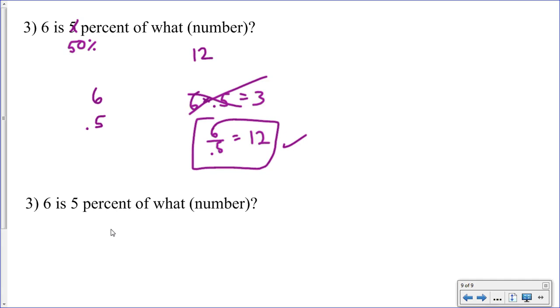So we're going to take 6 and divide it by 5%. 6 divided by 5%, or 0.05. How many 0.05s does it take to make 6? Well, again, this is not a division lesson, but if 6 divided by 0.5 is 12, then 6 divided by 0.05 is 120.